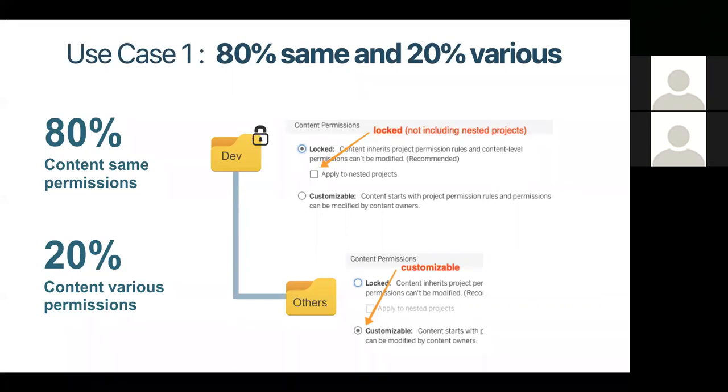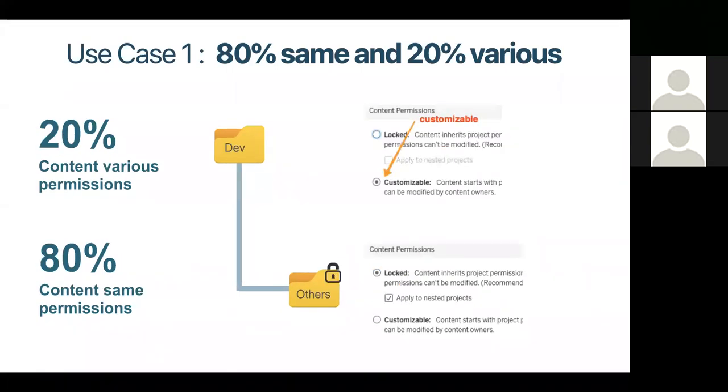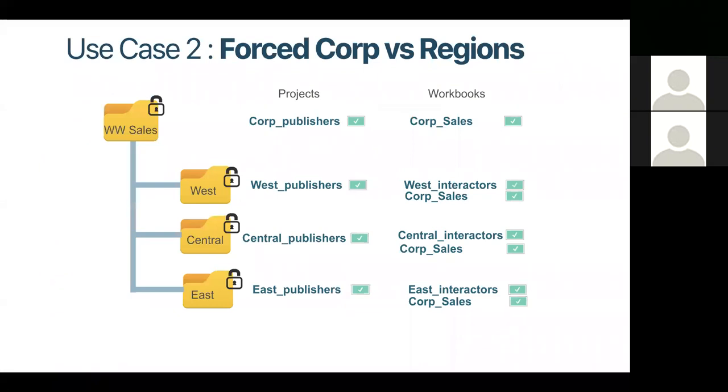That's one way. You can do it the other way around. You can leave the parent as unlocked, but lock a child. You achieve the same thing, 80-20. Use case number 2. This is, again, a very common use case.